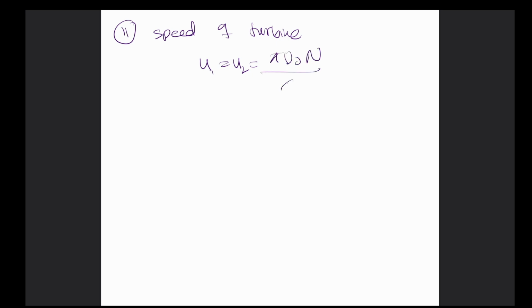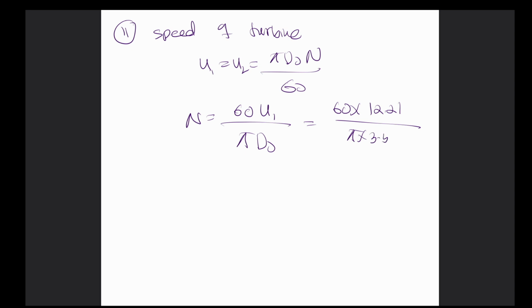Now we will be moving to part 2, that is the speed of turbine. You will use, in case of Kaplan turbine, U equal to pi D N divided by 60. So from here we will know the speed, that means the speed will be 66.63 RPM.